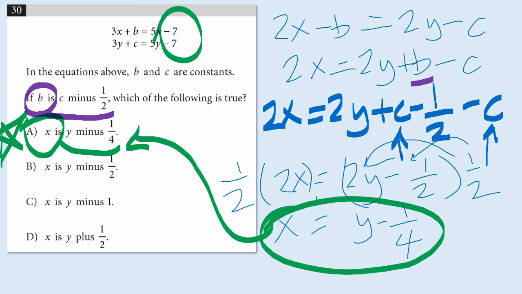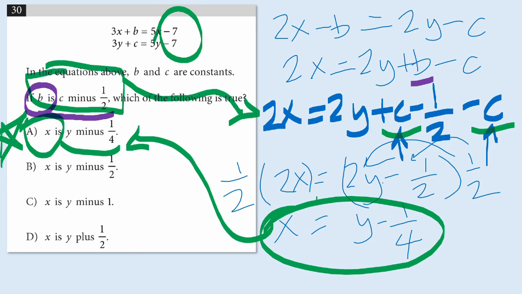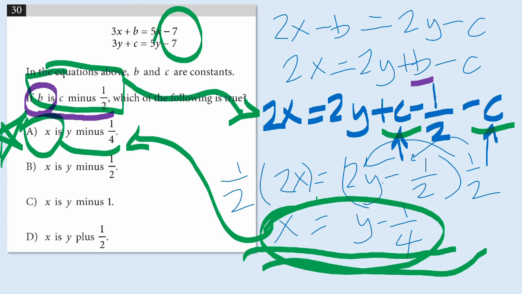And then they gave us this clue here, which allowed us to do an important substitution for b that got rid of that variable. And then lo and behold, the c's went away. So that just left us with x being equal to an expression with only one variable in it, the y, and that led to A being the answer.